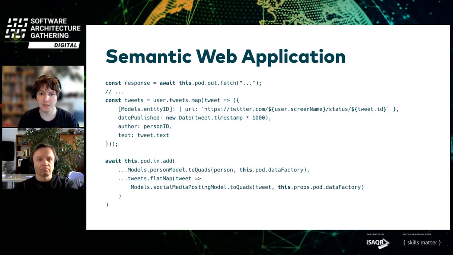This is some code that imports tweets from Twitter, and then it converts it into this RDF model, and then you use pod.in in the last instruction to actually put it into your semantic graph, and this is allowed. But if you would switch this around, if you would first manipulate the graph and then send something out, then the plugin would have to ask for your permission to do that.